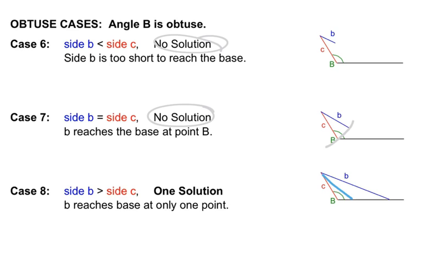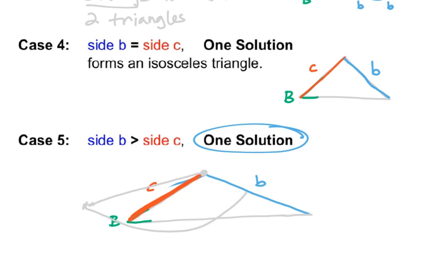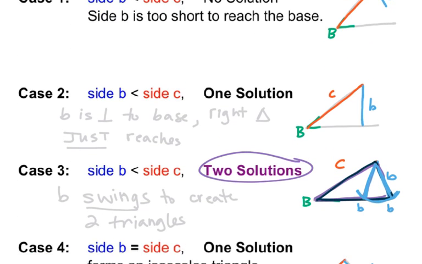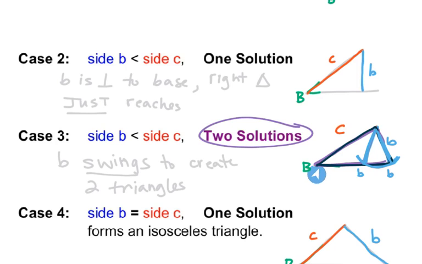The main takeaway from this is if you're dealing with side-side-angle, and you have an acute angle here, there is a possibility for two solutions, and I recommend that you just always consider that possibility for two solutions.